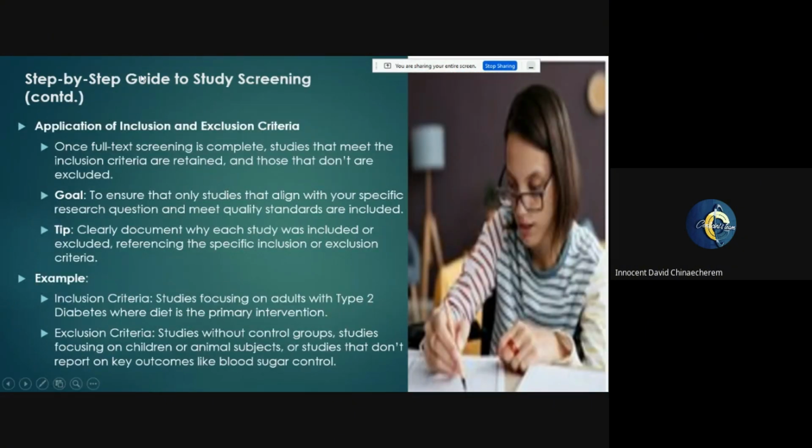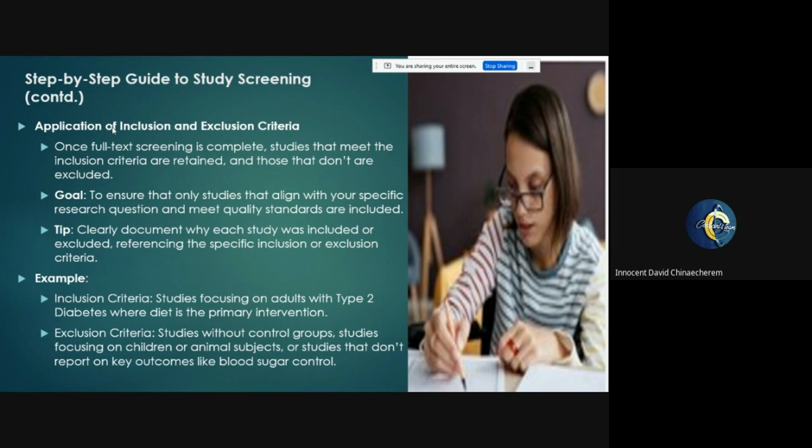Then another next step we will now do is where we apply our inclusion and exclusion criteria. Right. So it's technically in the full text, because then we have to look out for our inclusion and exclusion criteria to be sure that everything in them is clearly documented in that study before we can make our final decision on whether to include or exclude it.